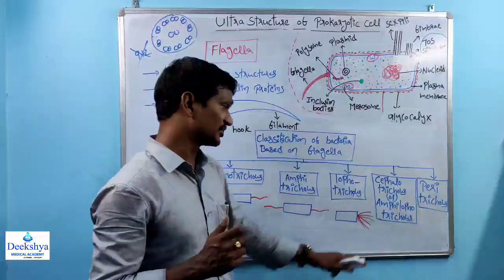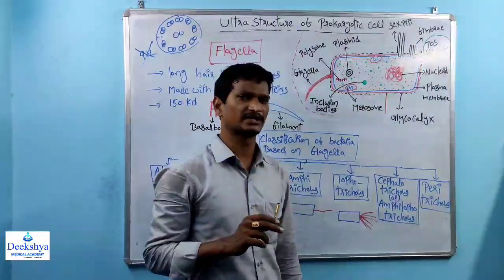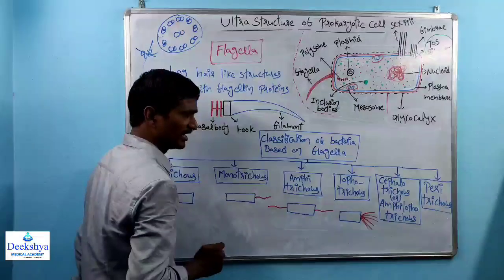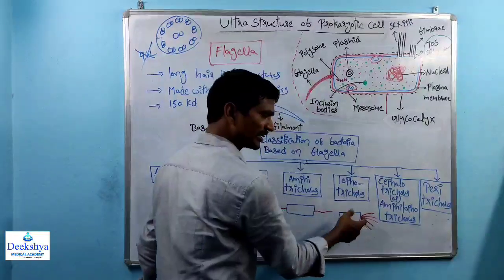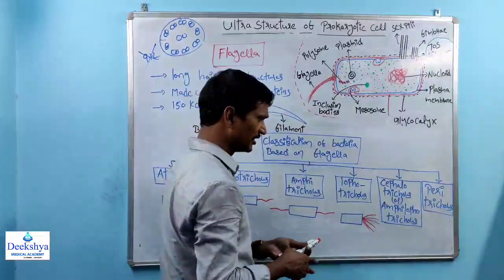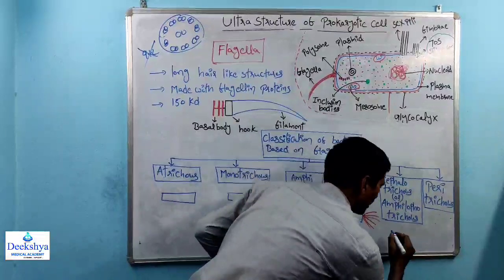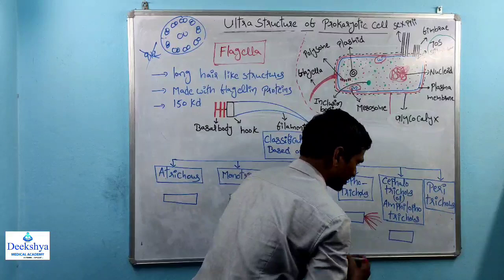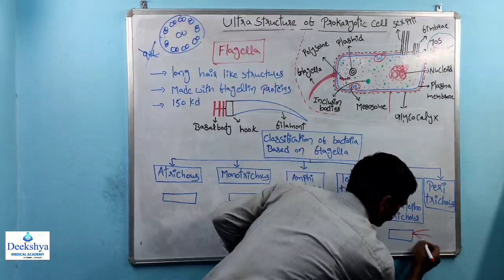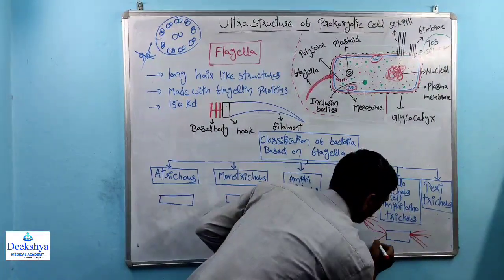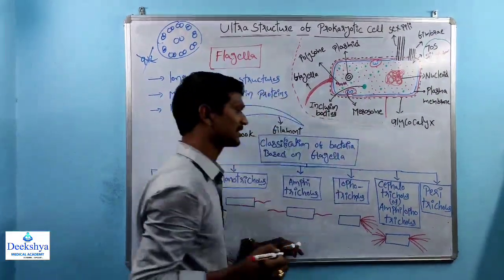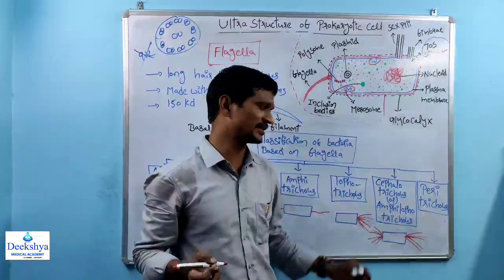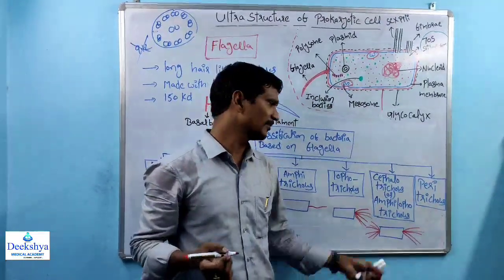And next one, cephalotrichous bacteria. This is also called amphilophotrichous. Amphi indicates two, and lopho indicates a bunch of flagella. Within cephalotrichous or amphilophotrichous bacteria, a group of flagella is present at both the ends. So these bacteria are called amphilophotrichous bacteria.